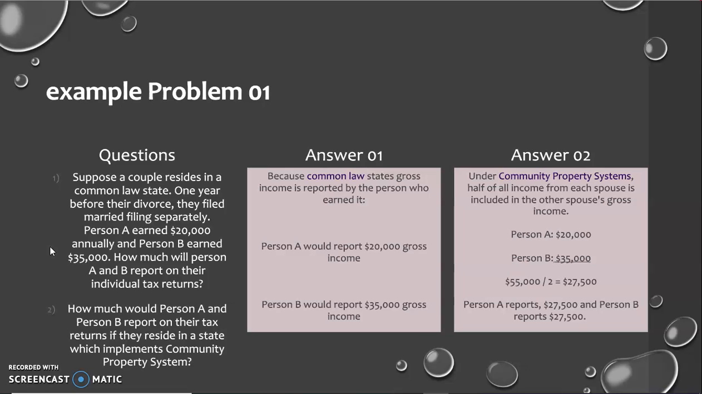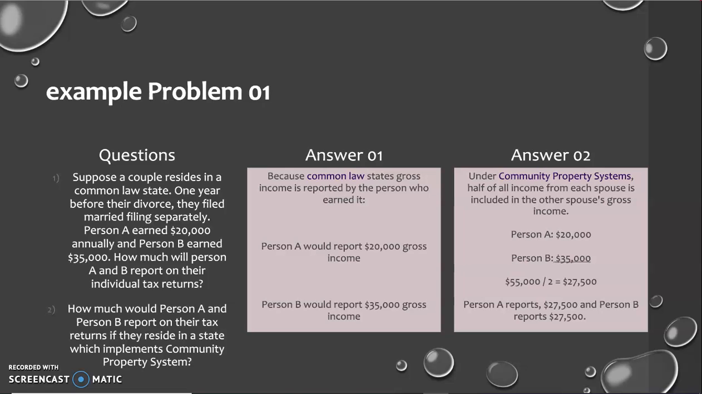In the second part of the question, we try to calculate gross income if they live in a state under a community property system. So under a community property system, we know that half of all the income from each spouse is included in the other spouse's gross income. So we add together the annual income of person A and the annual income of person B and divide it by 2.